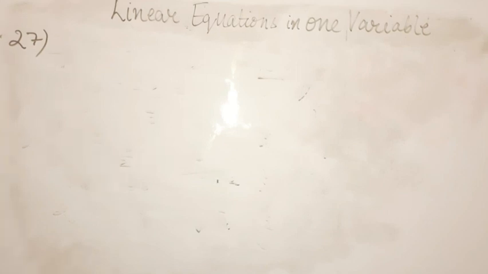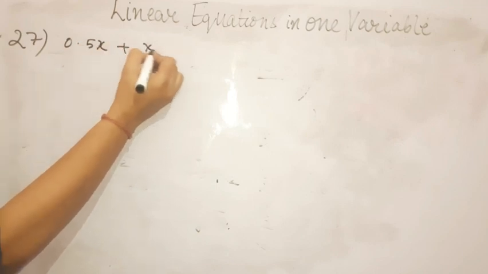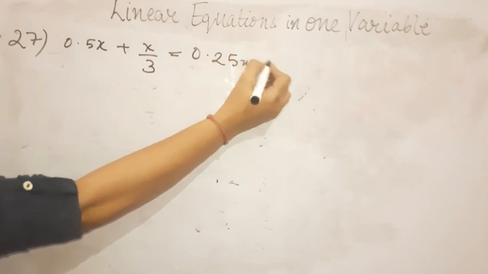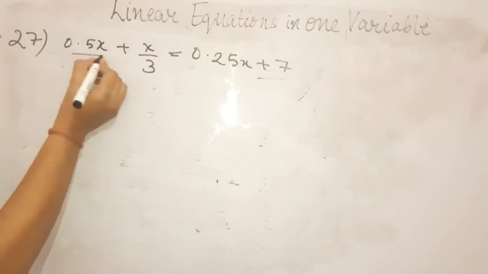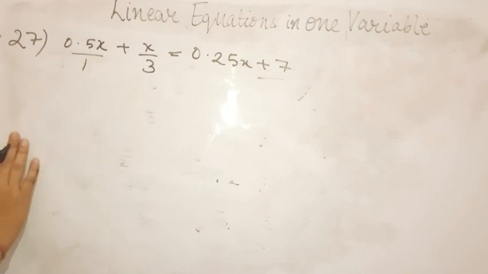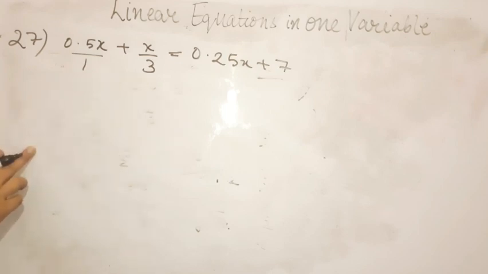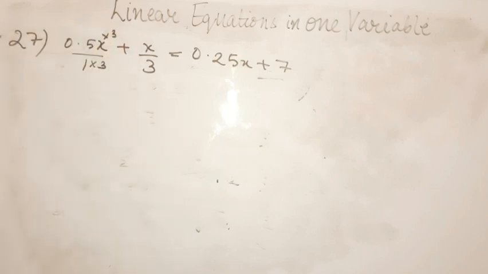So question number 27, I am writing it on the board. It is 0.5x plus x upon 3 is equals to 0.25x plus 7. This is the question. Now this 0.5x is not having any denominator. By default we have to consider 1 as the denominator. And now what is the LCM of 1 and 3? The LCM of 1 and 3 will be 3. So we have to multiply the numerator and the denominator by 3.